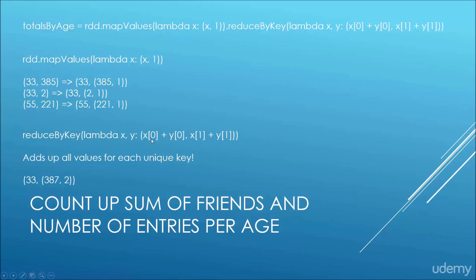So take the first element of each value and add them together, take the second element of each value and add them together. And the output in this case would be 385 plus 2 is 387, and 1 plus 1 is 2. And we'll keep doing that repeatedly for every time we encounter values for the key 33 and add them all up together. So you see what we have at this stage is the grand total of number of friends and the number of times we saw that key for the given key, and it will do that for every single key. So that's what reduce by key does.